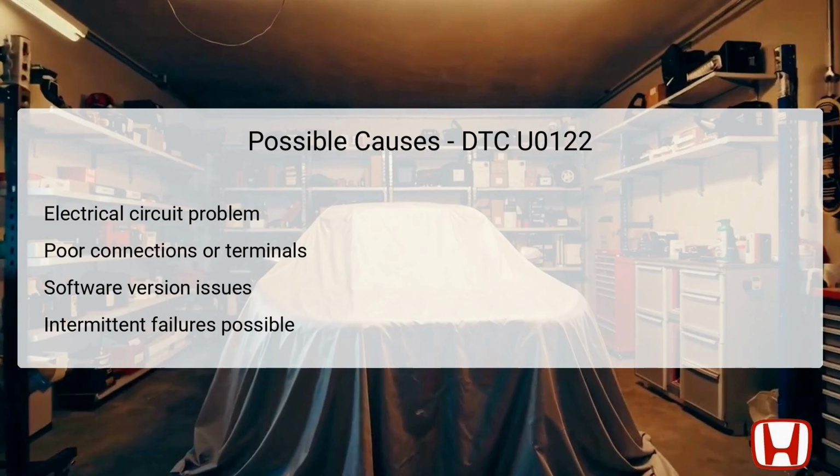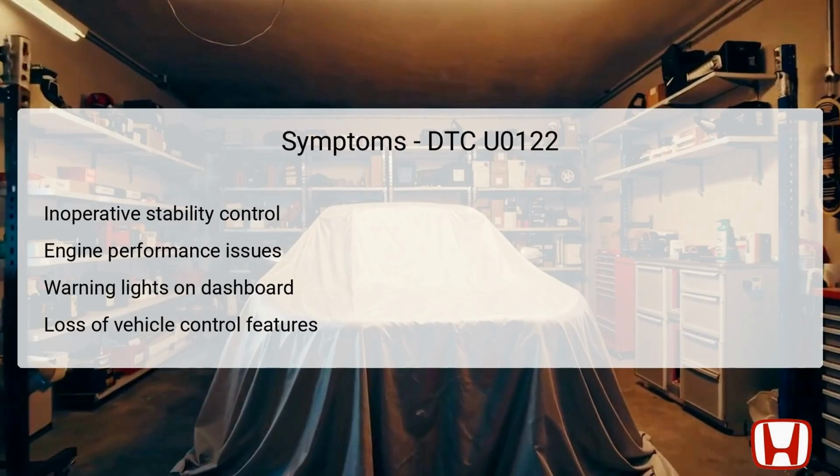vehicle operation. Common symptoms associated with DTC U0122 include an inoperative stability control system, which may compromise driver safety during maneuvers. Drivers might notice engine performance issues, including irregular power delivery or unresponsive acceleration, as the PCM struggles to communicate with related systems. Furthermore, warning lights are often illuminated on the dashboard, notably the VSA and check engine lights, indicating an underlying issue that requires attention.